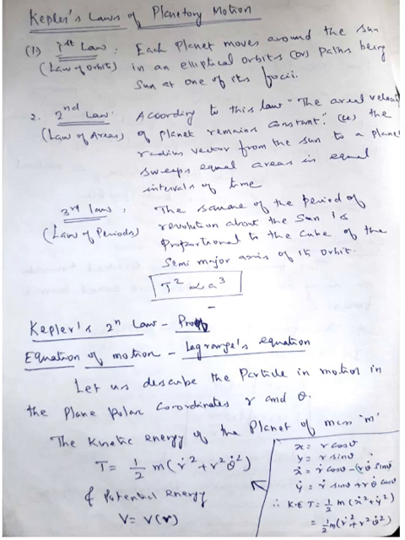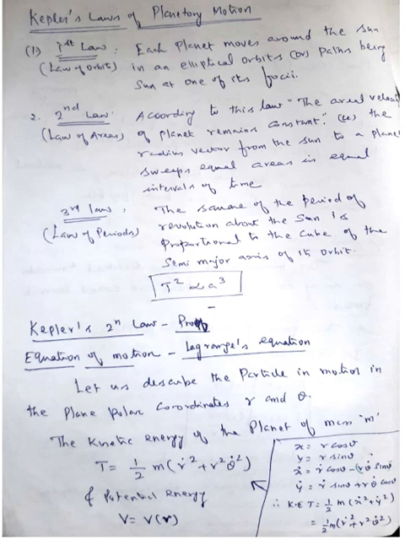Here, using the Lagrangian equation, we will prove only the second law. That is, what is the second law? According to this law, the areal velocity of the planet remains constant. That is, the radius vector from the sun to the planet sweeps out equal areas in equal intervals of time. Okay, right. Now we will see the proof. Let us consider this motion in plane polar coordinates r and theta.